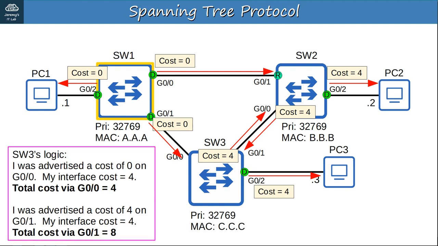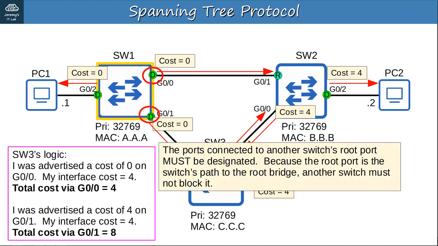Switch 3's logic follows the same process. It has a total cost of 4 via G00 and a total cost of 8 via G01. So it will select G00 as its root port. In this case, the ports directly across from each root port are the root bridge. So, they are already designated ports. However, keep in mind that the port connected to another switch's root port must be designated. Because the root port is the switch's path to the root bridge, another switch must not block it.